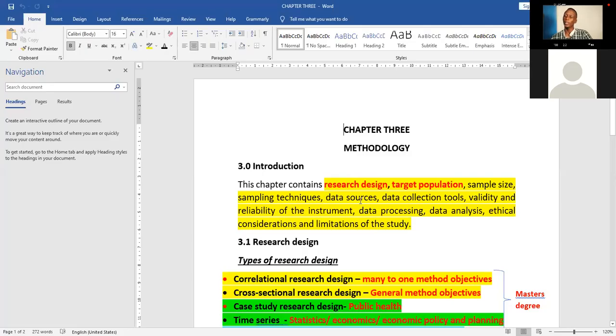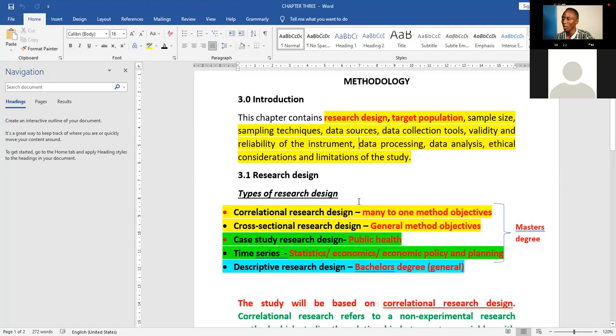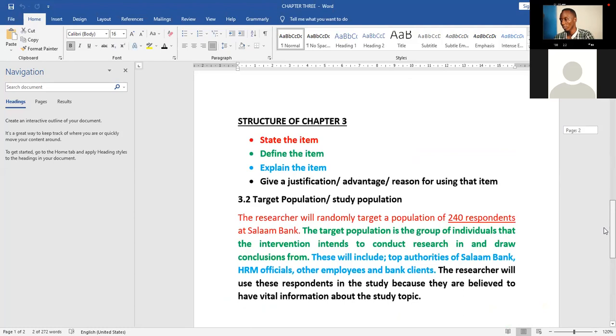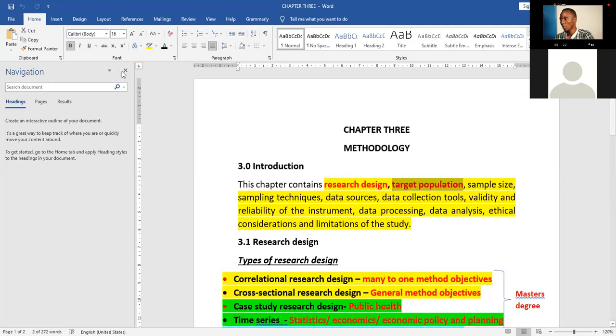Last time we looked at how you write chapter 3, and we just did some parts of chapter 3, like the way you can see them here. We managed to tackle 2 items, and that was research design and target population. So we finished all of them. At the moment, let us proceed and go to something else.